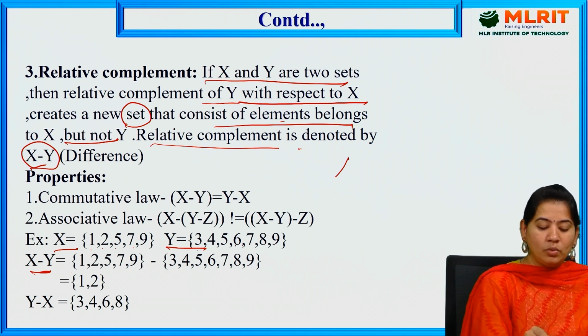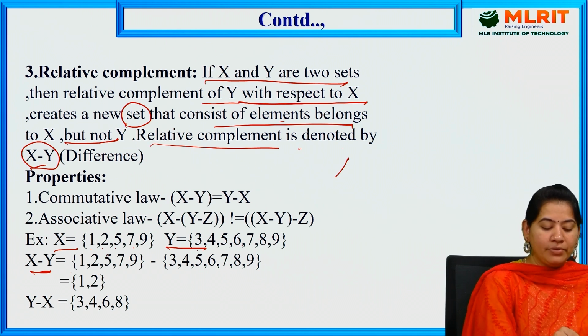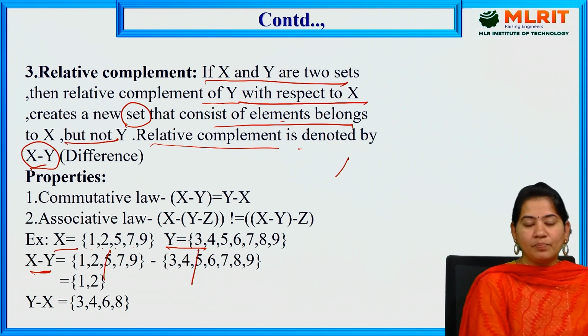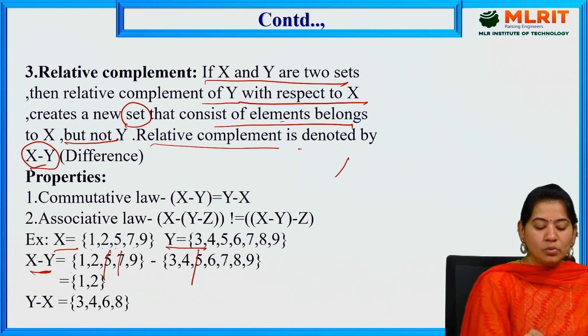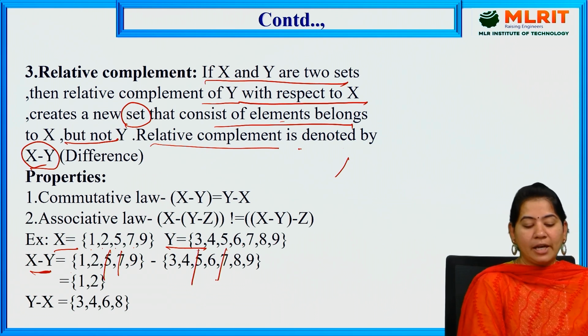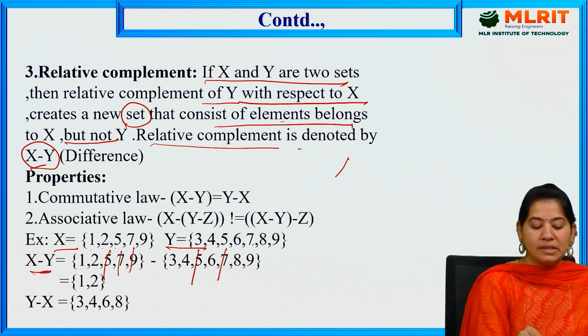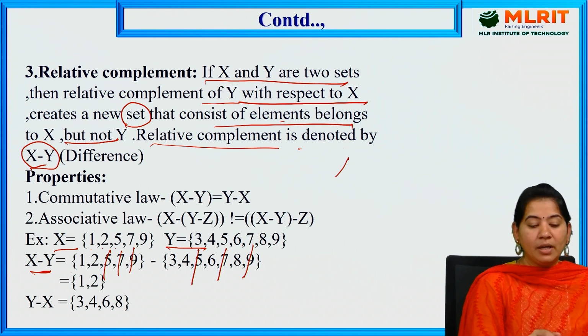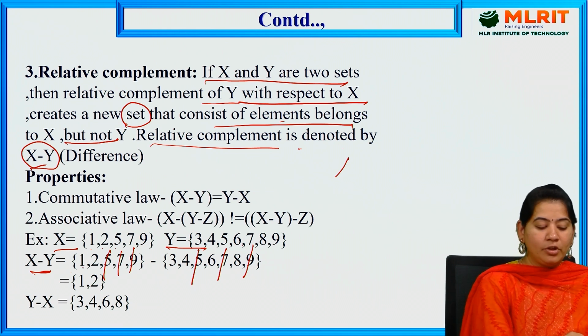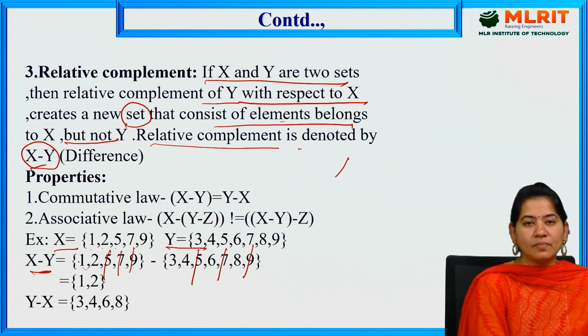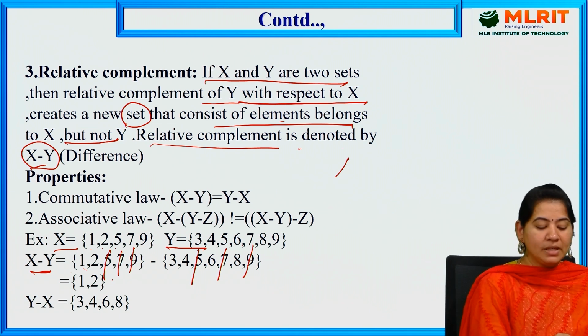1, 2 is not there in Y. 5 is there in the set Y. 7 is also existing in the set Y. Even 9 is also existing in the set Y. Now, cancelling out the common elements from both the sets, the leftover elements from the first set are called the relative complement, that is {1, 2}.